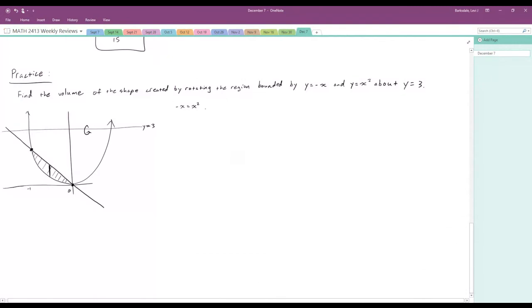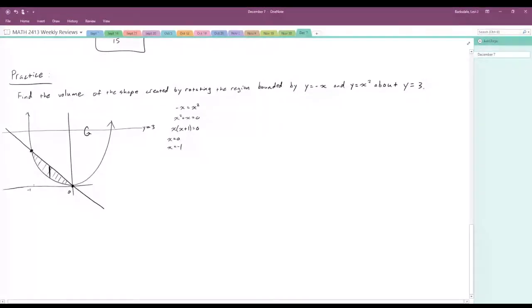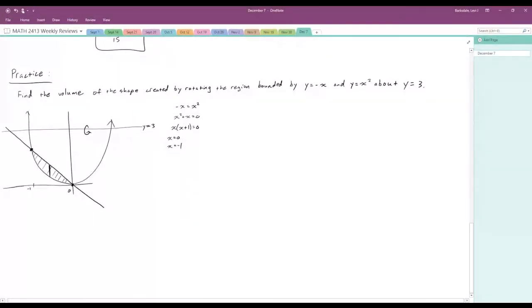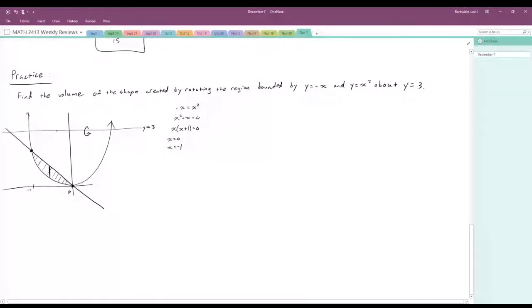Yeah. Here's my setup for finding my intersection points. I can move my x over to the other side. So then factoring gets x times x plus 1 equals 0. So x equals 0 or x equals -1. And that gives me the same boundary points that I already marked. So now I just need to figure out what my capital R and lowercase r are in this case.